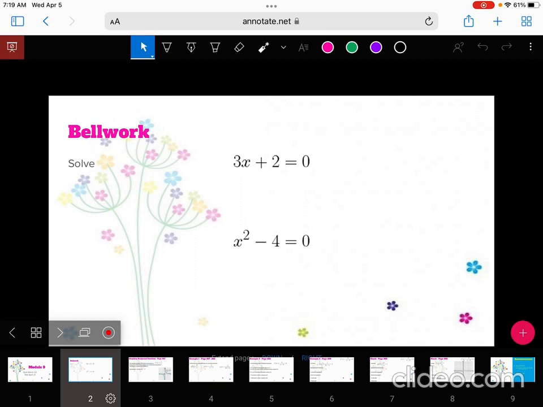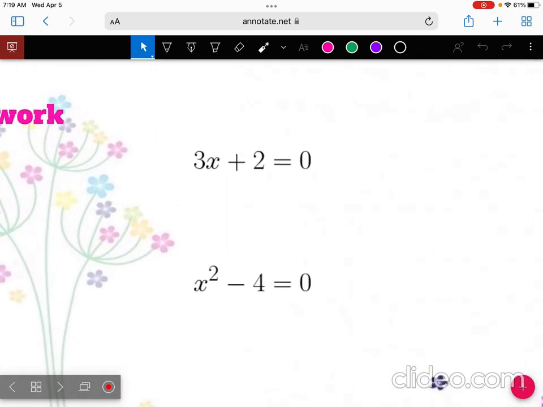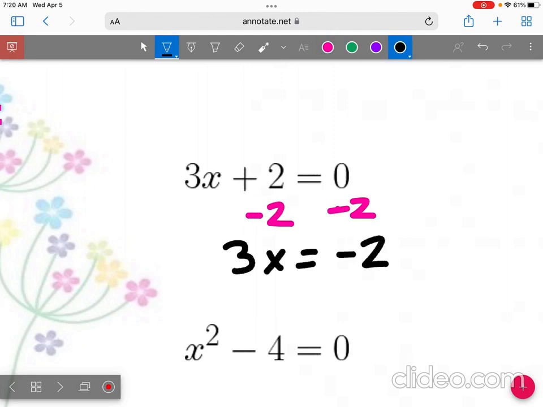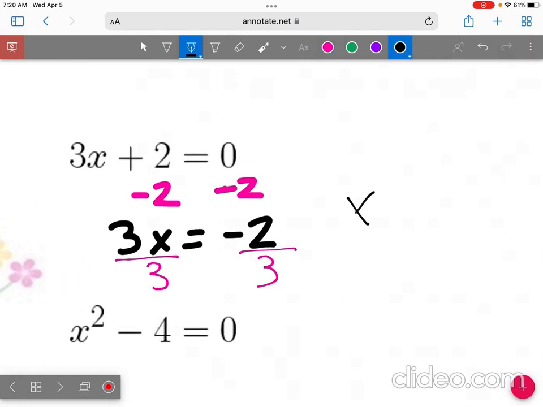Y'all, this is not the hard question up here. How do we solve this? Subtract 2 from both sides. And we get that 3x equals negative 2. What do I do next? Divide both sides by 3. And we get that x is negative 2/3.